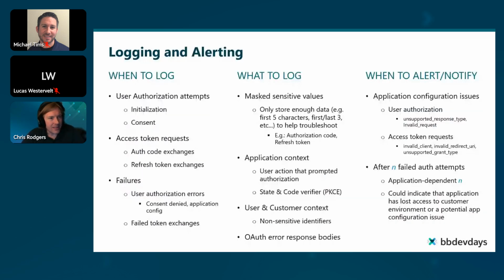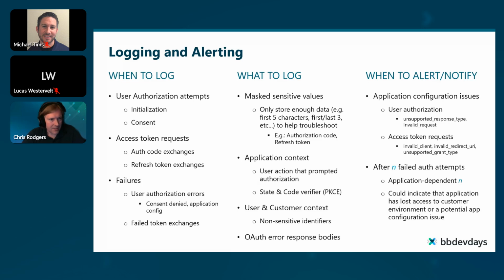And this logging and alerting slide is really about your application, and how you can take steps to troubleshoot whenever you have OAuth issues. And if you do have to reach out to us through support, that you have information to do so. When to log follows the OAuth flow. So user authorization attempts: this is when you're sending somebody to the consent form, or when a user authorizes your app, or potentially if it fails, if there's an error in the consent.